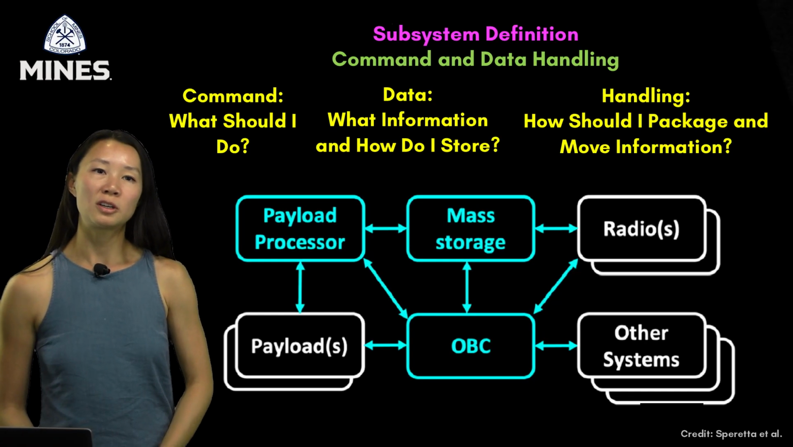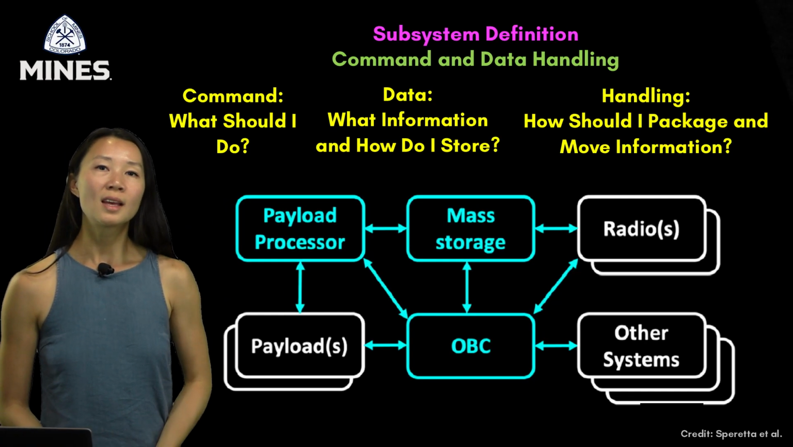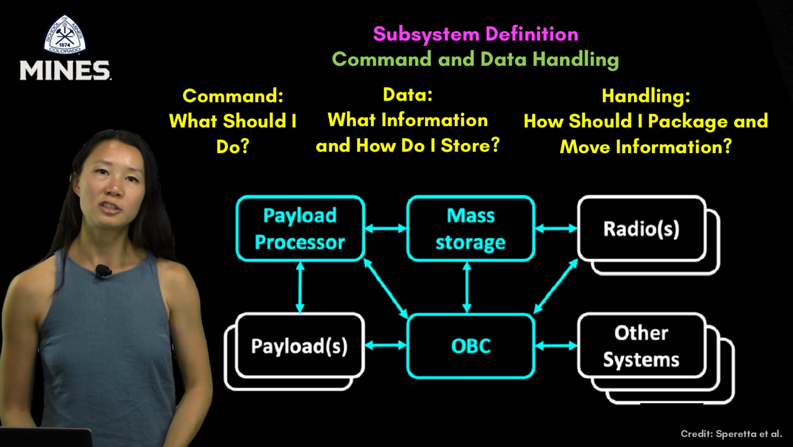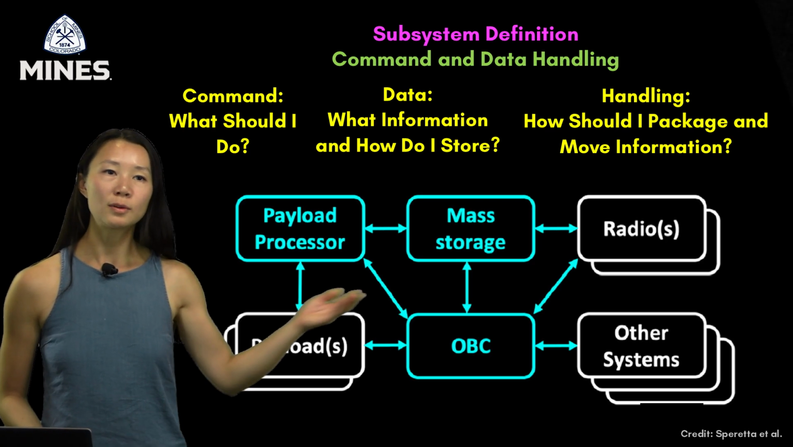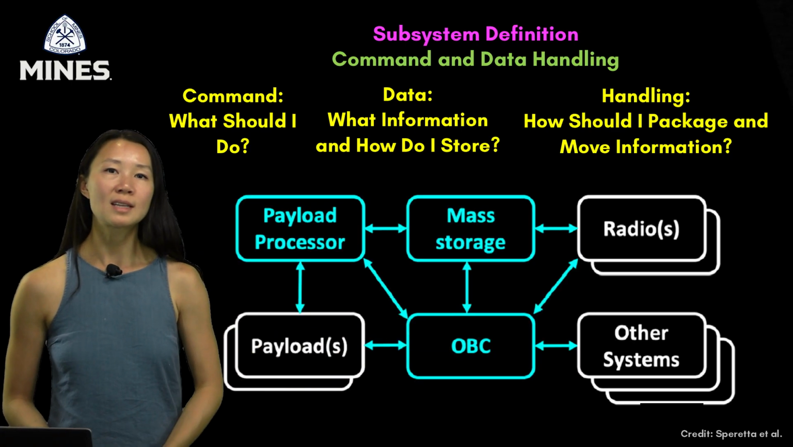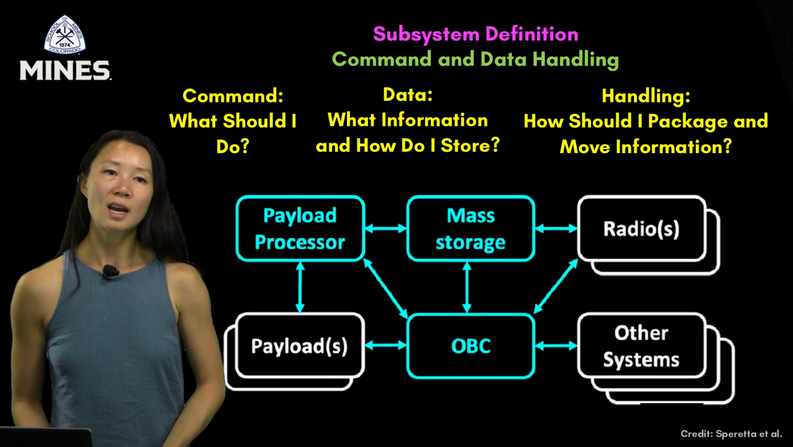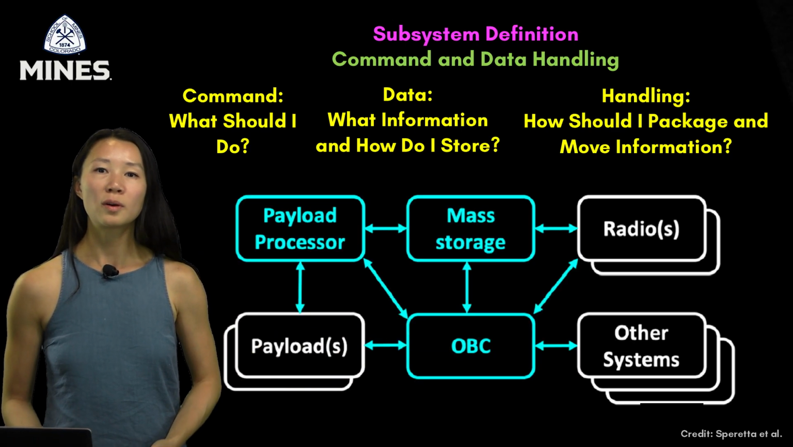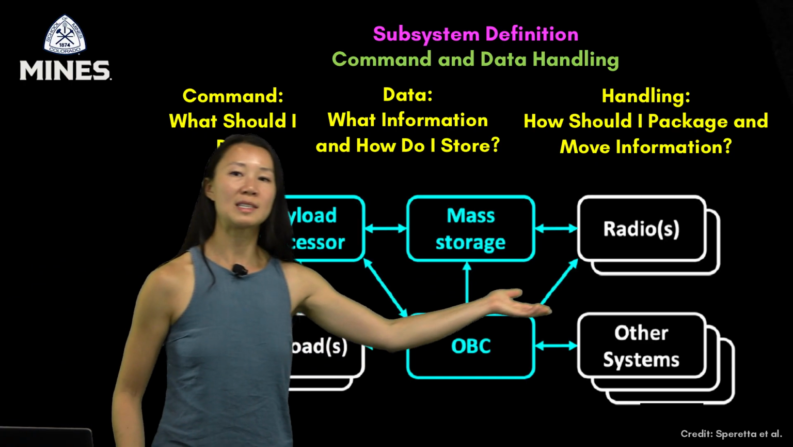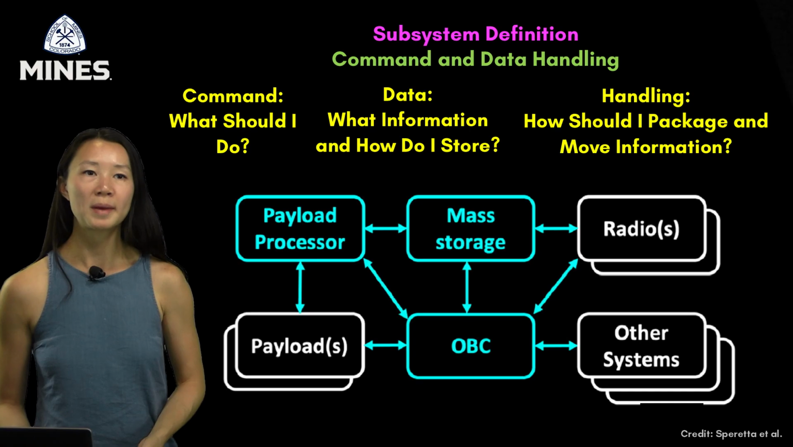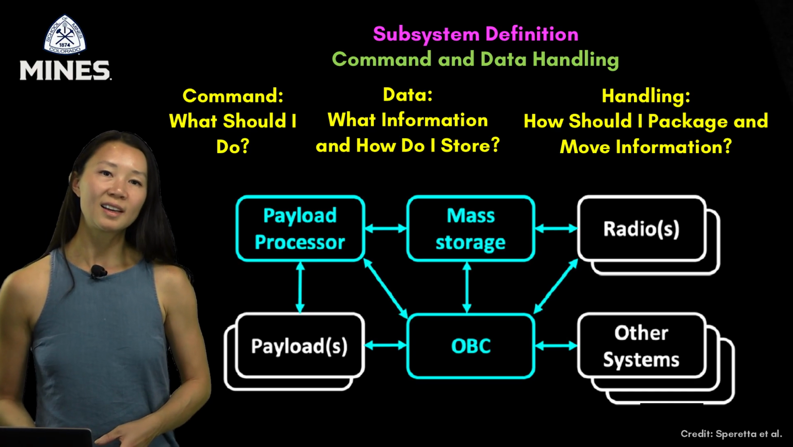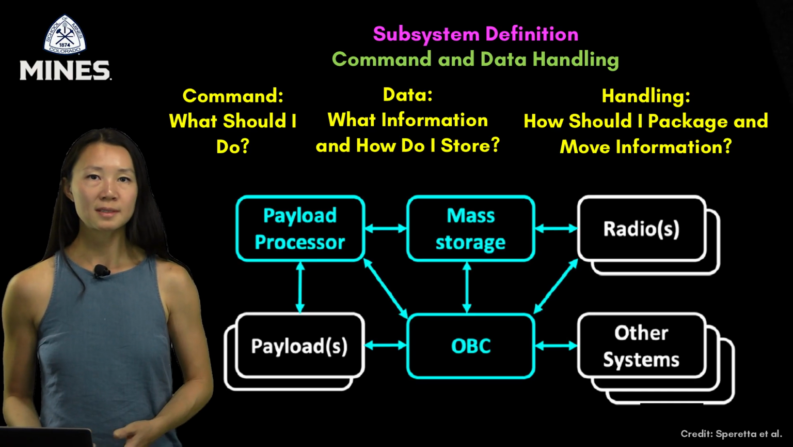Command answers the question of, what should I do? This refers to the generation, distribution, and execution of commands. The onboard computer, or OBC, seen down here, receives instructions either from ground through the radio or from internal logic, which can be seen in this connection. These commands are then sent to appropriate subsystems or payloads. The OBC is central to all of the subsystems.